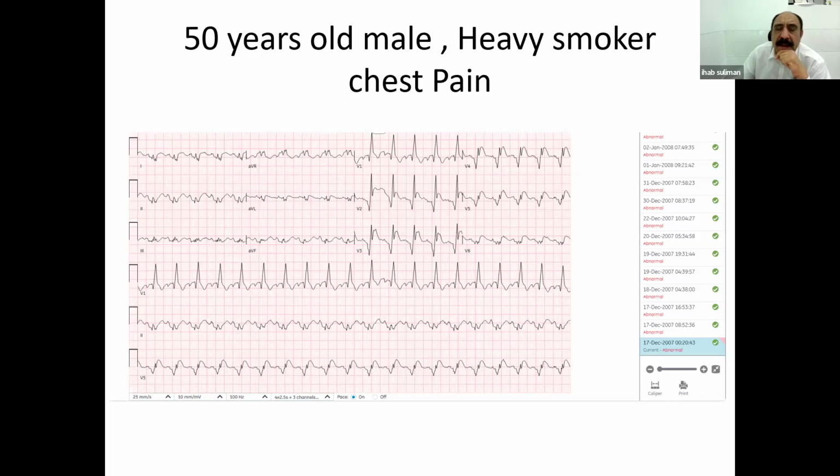So this gentleman presented with chest pain. He is a heavy smoker, and this is a real scenario. I will take you through what actually happened after that. So any suggestion from the group? Anyone would like to comment? The chat is open.